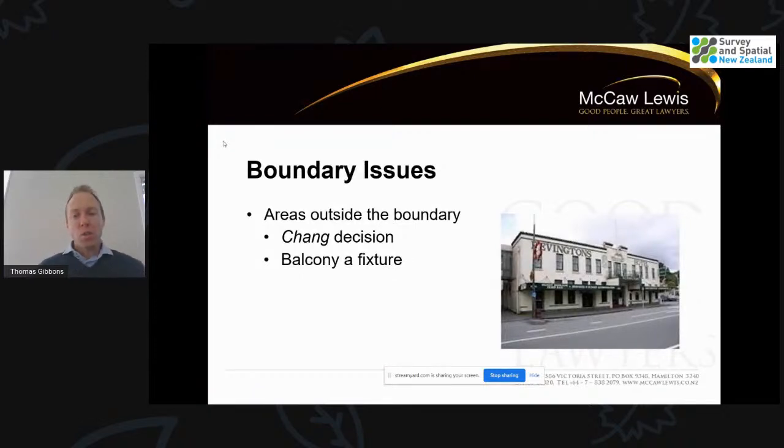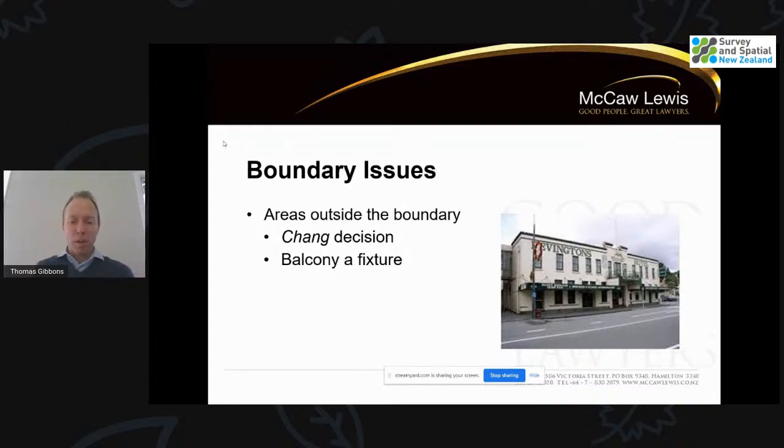A couple of other issues around boundaries, and look, I used to walk along outside shops and so on and not really think about them very much, and not really think about the awning overhead, which is sort of part of the shop but is above the footpath, and didn't really have a huge cause to think about it until this Chang decision came through a few years ago.